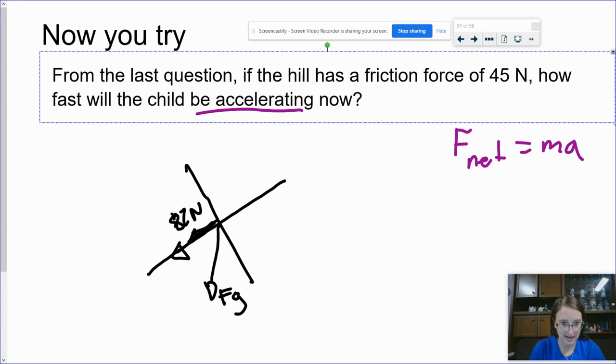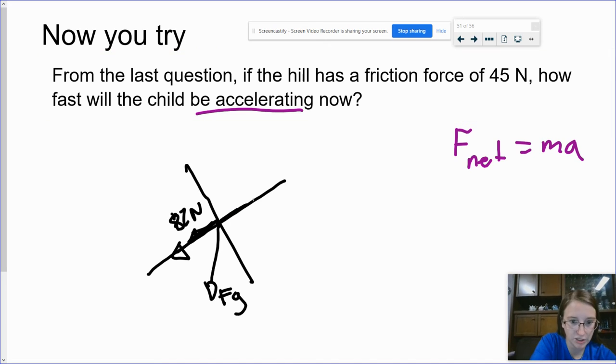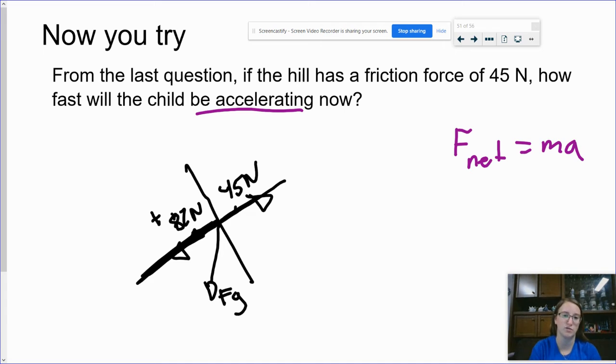But they are fighting now against some friction in this direction of 45 newtons. So now the net force is going to be a bit less. They have to fight against some friction. So this is what I messed up on in class. Because we're traveling in this direction, I'm going to call this one positive because that's the direction of travel, and I'm going to call this one negative because it's opposite to the direction of travel.